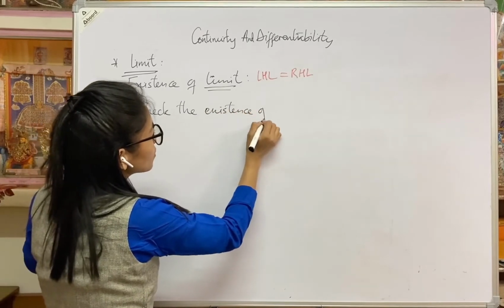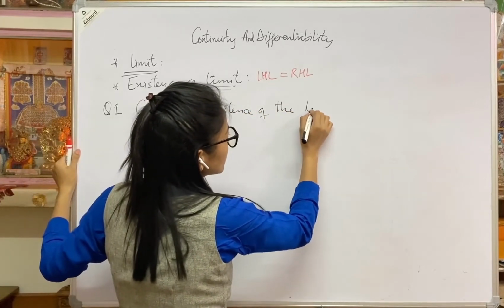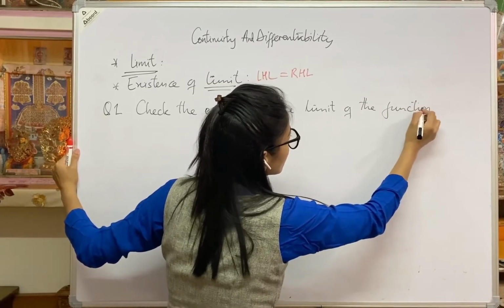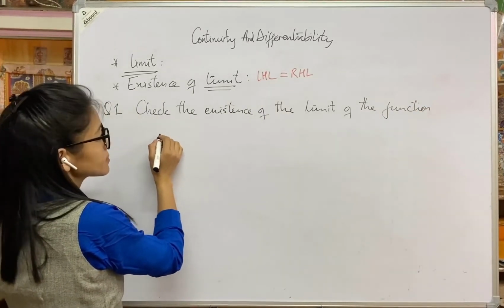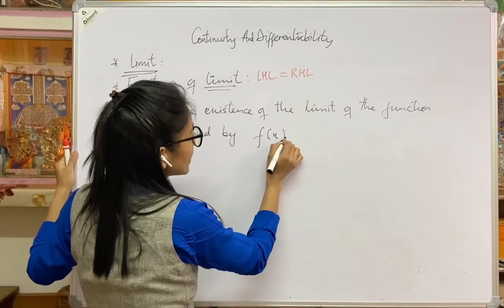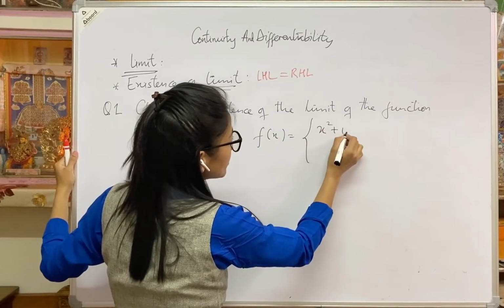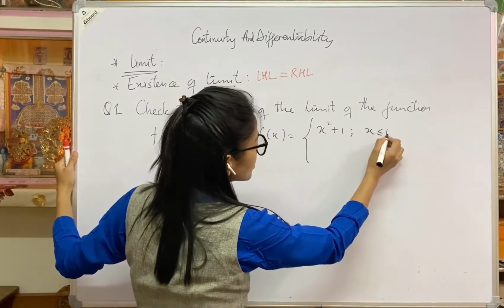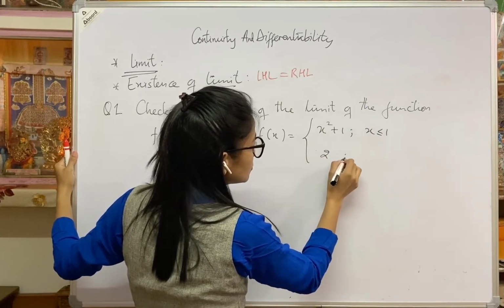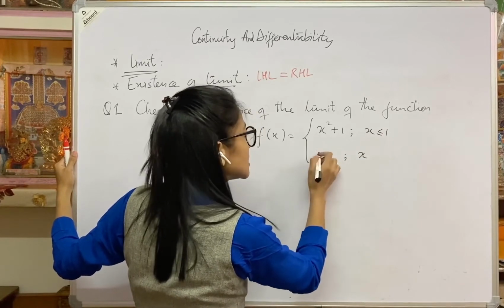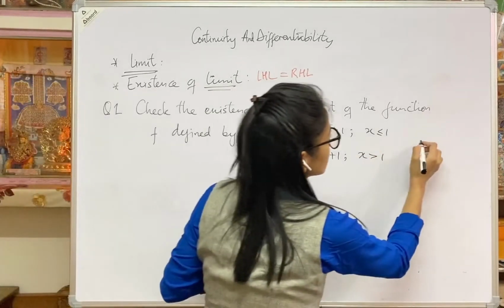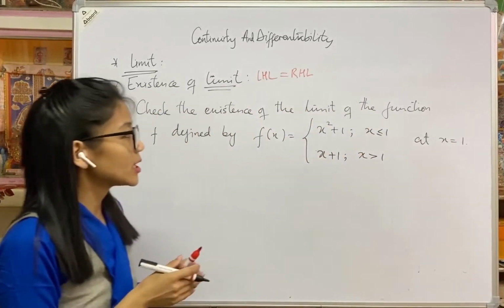Check the existence of the limit of the function f, which is defined by f of x is equal to x square plus 1 when x is less than or equal to 1, and I'll just write x plus 1 when x is greater than 1, at x is equal to 1. Okay, now this is your question.